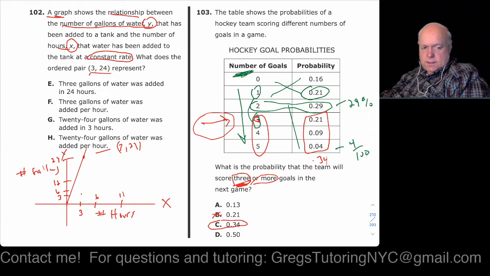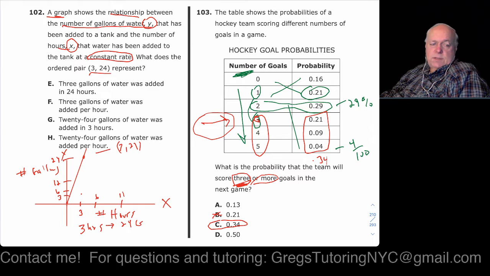All right, so let's reread it to make sure it's making sense. A graph shows the relationship between the number of gallons, that's the y-axis, that has been added to a tank, and the number of hours that water has been added to the tank at a constant rate. So the water is going into the tank consistently at a constant rate. What does the ordered pair 3, 24 represent? We can cover that up. And it's 3 hours yields 24 gallons.